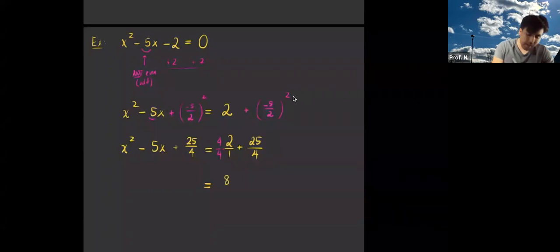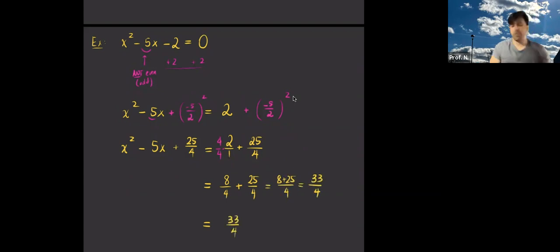So I get 8 over 4 plus, pardon me, there's no plus or minus, there's just plus 25 over 4. And when you add them, you get 8 plus 25 over 4, which is 33 over 4. So the right side, no problem. The right side is just adding fractions. Look at the left side, though.